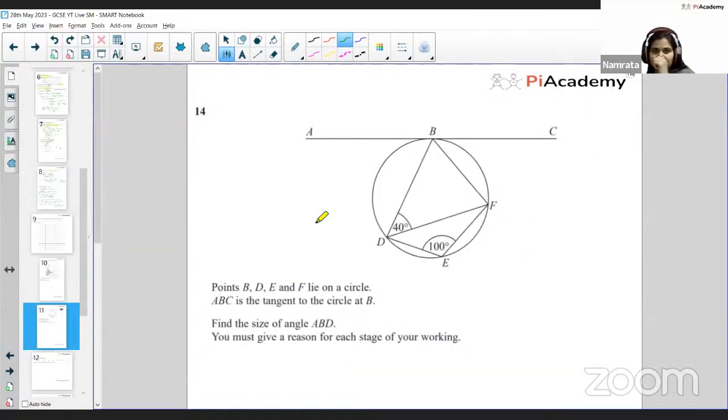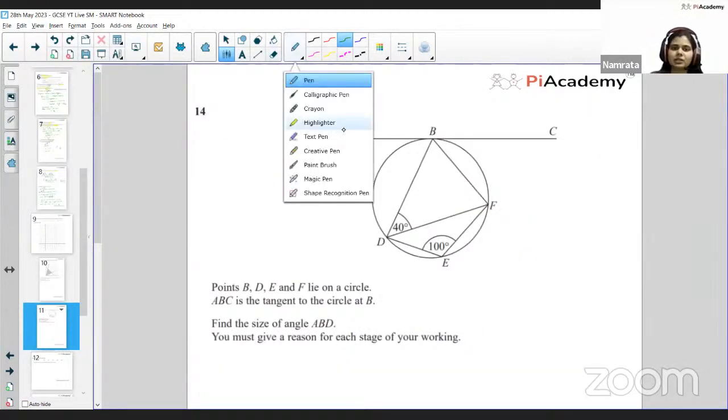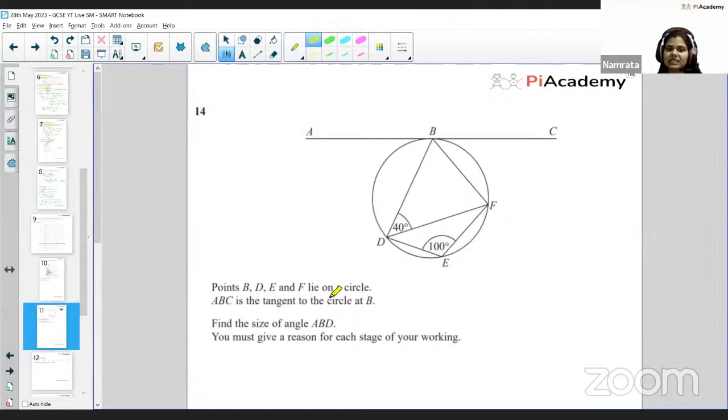Here we have the points B, D, E, and F. They lie on a circle. ABC is the tangent to the circle at B. We need to find the size of the angle ABD. You must give the reason for each stage of your working. Take your time.